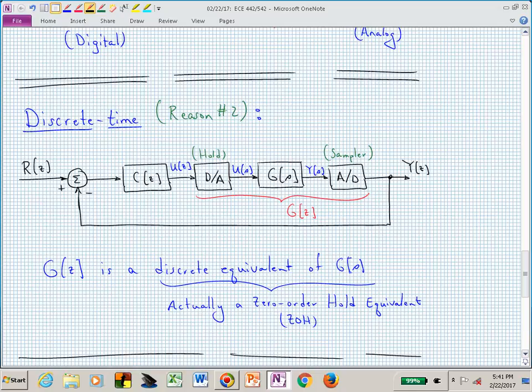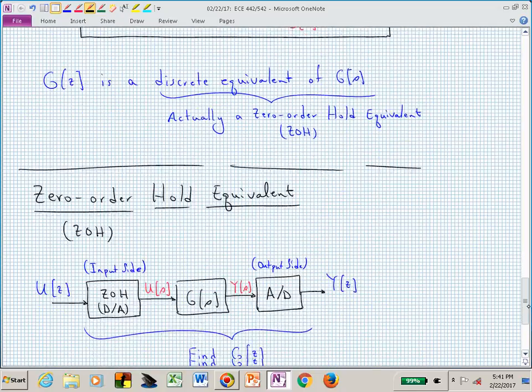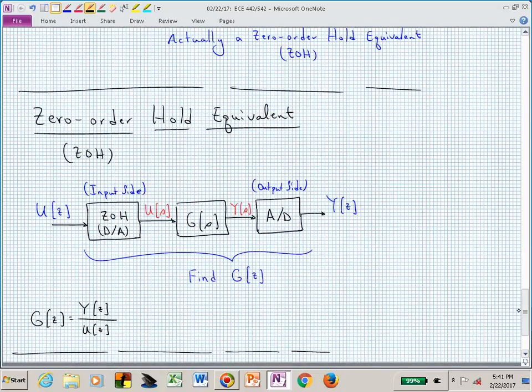Questions on that higher order, or that high level? Here's what we want to start with. Now what we want to do is extract that G of S and the preceding and post operations of a hold, a D to A.